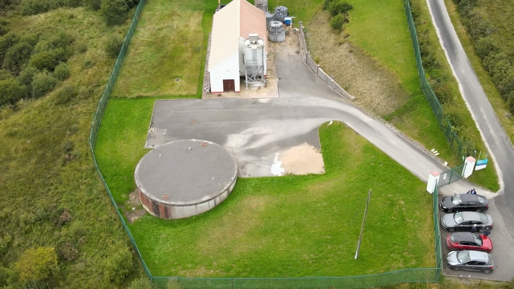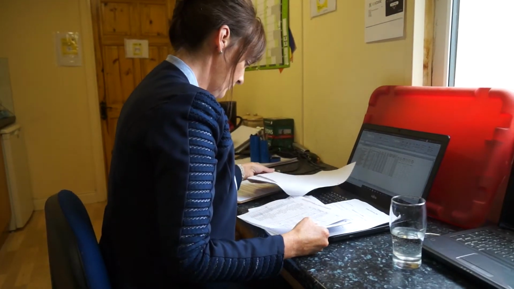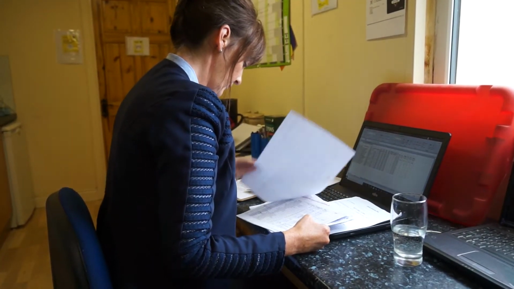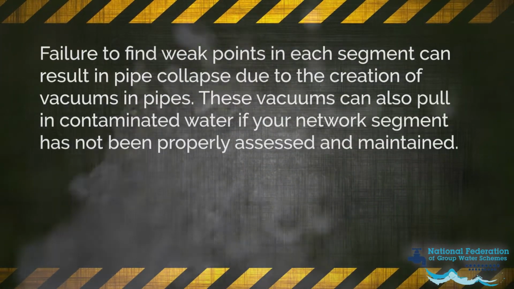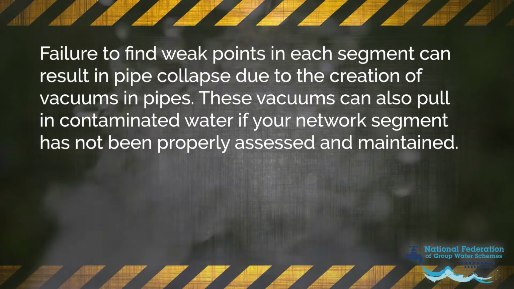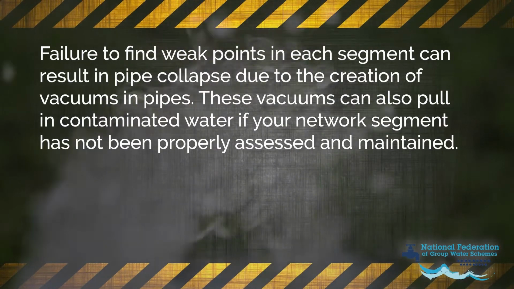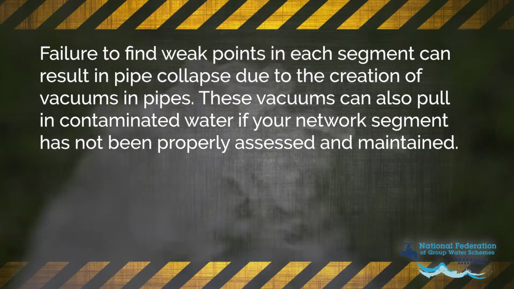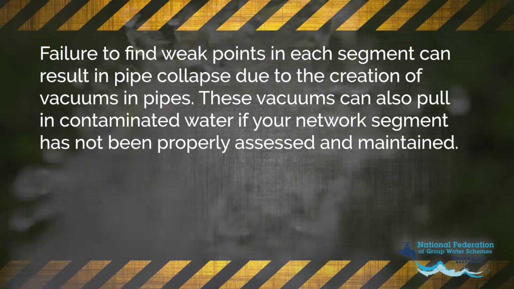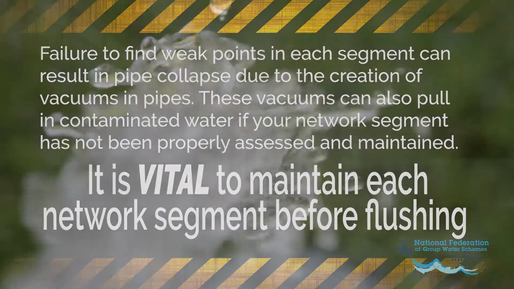Then we have a managed schedule to oversee, maintain and lastly clean your network segment by segment on a continuous rotation. Failure to find weak points in each segment can result in pipes collapsing due to creation of vacuums. These vacuums can also pull in contaminated water if your network segment has not been properly assessed and maintained. It is vital to maintain each network segment before flushing.